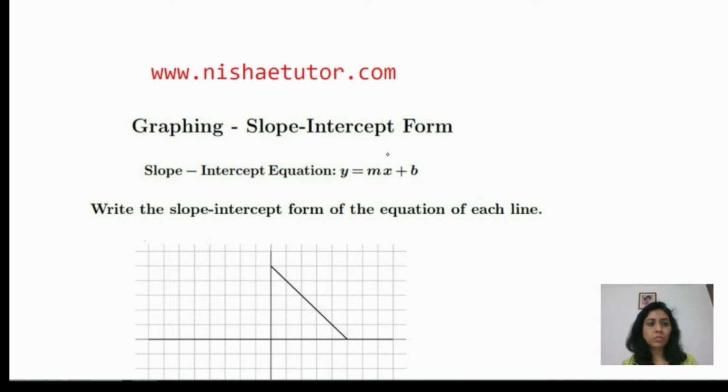In this video, I'm going to tell you how to find the equation by looking at a graph and finding the slope and y-intercept. So this equation is really important: y equal mx plus b, which is called slope-intercept form. M represents slope and b represents the y-intercept. And this line cuts the y-axis at b.